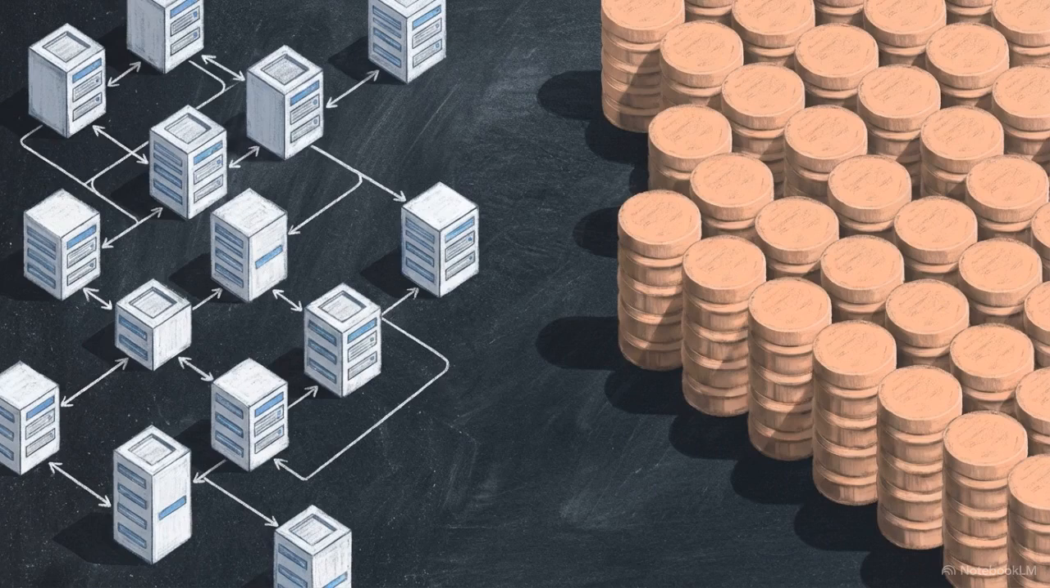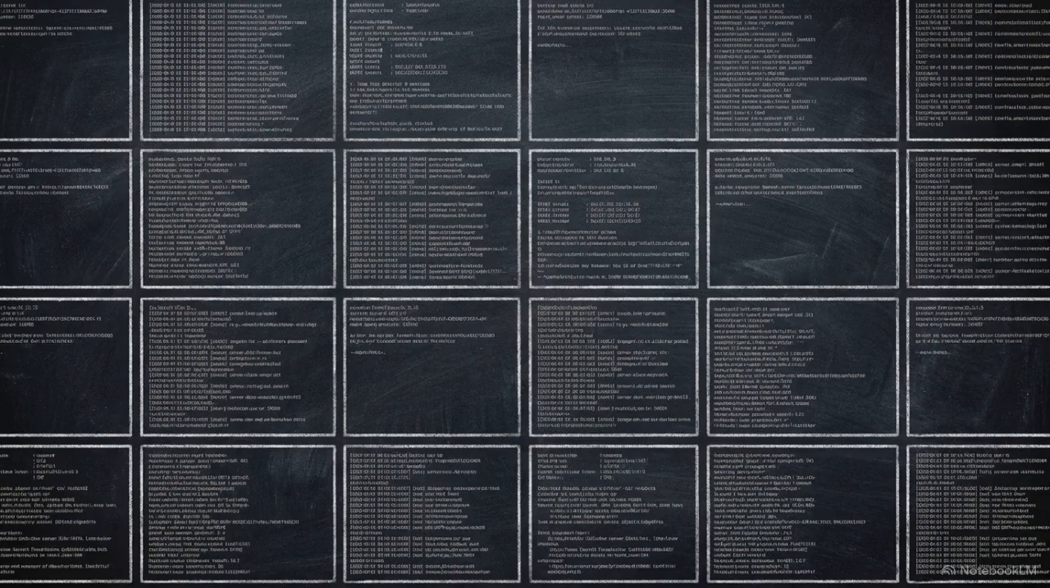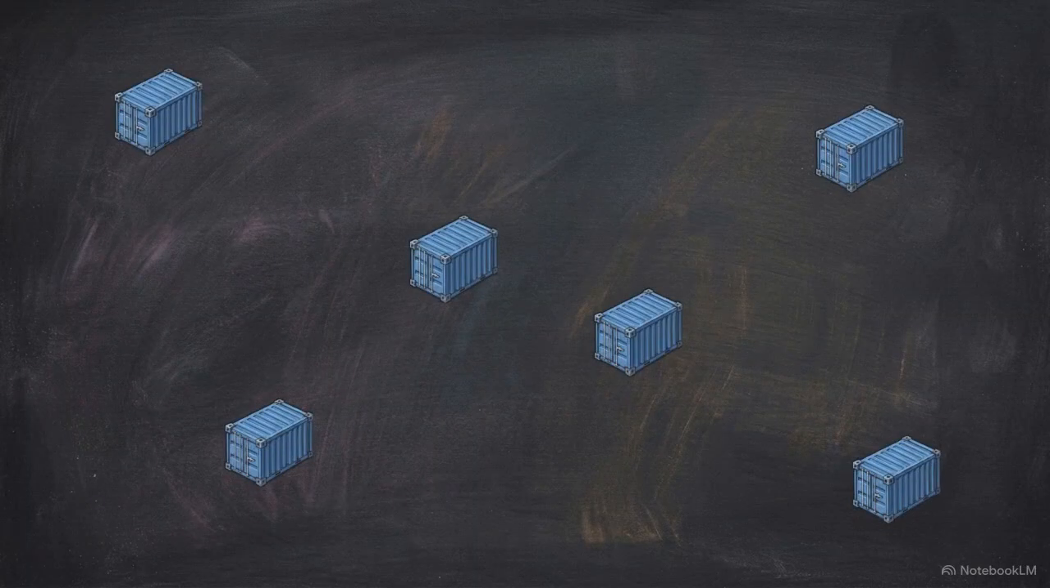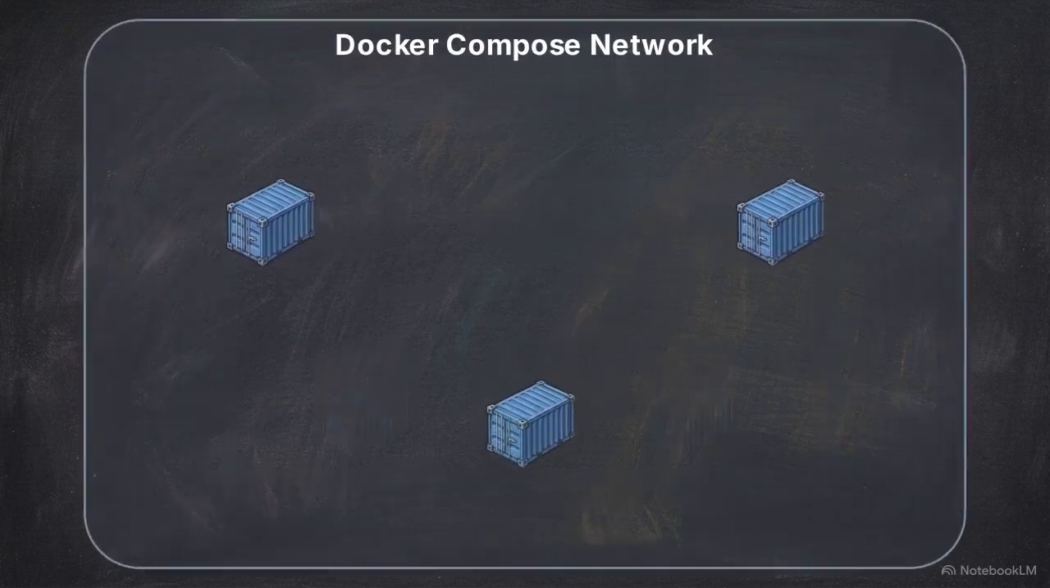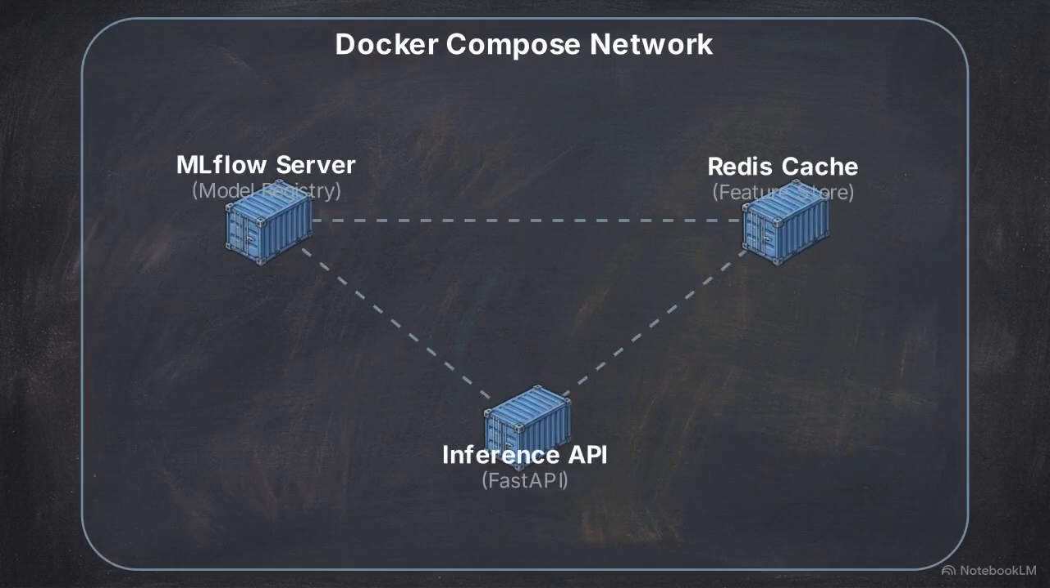Combining strict runtime isolation with persistent external storage prevents both environmental contamination and data loss. Now that we have isolated our individual components, we need them to work together. Real machine learning systems rarely run as a single service, which is why we use Docker Compose to orchestrate multiple containers simultaneously. These services communicate using internal networking.